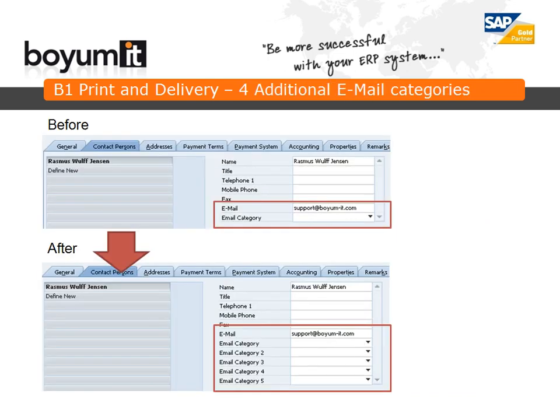Next we have, again for B1 Printer Delivery, 4 additional email categories. So in the past, under the contact person, you could have one email category, so you could put in accountant, for example. Now, in the new version, you have up to 5 categories in total, adding 4 additional. Scenarios for using those would be, for example, if you had a contact person that was in accounting, but was also a manager of the company.